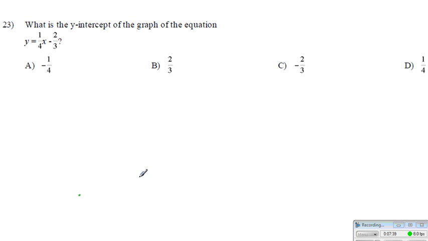Number 23, what is the y-intercept? The y-intercept is simply the number all the way at the end when you solve for y by itself. So we end up getting -2/3, which becomes our answer, choice C.